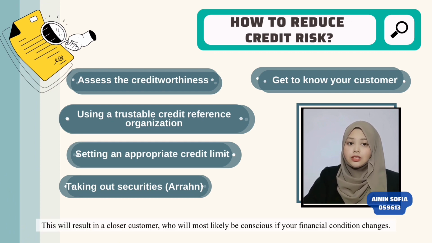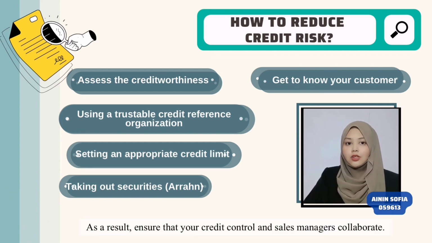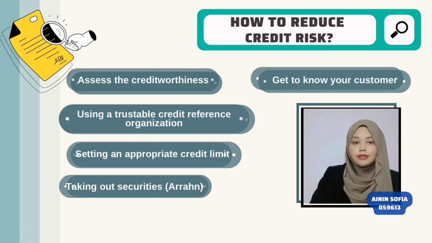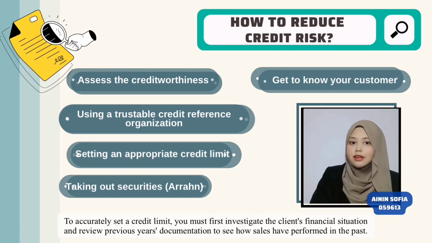This will result in a closer customer who will most likely be conscious if your financial condition changes. As a result, ensure that your credit control and sales managers collaborate. Setting an appropriate credit limit is the most important way to reduce credit risk. To accurately set a credit limit, you must first investigate the client's financial situation and review previous years' documentation to see how sales have performed in the past.